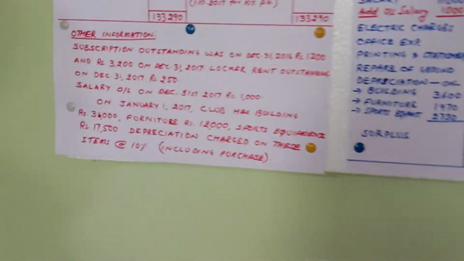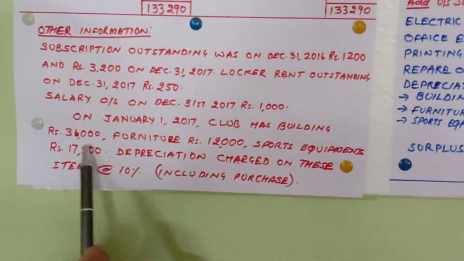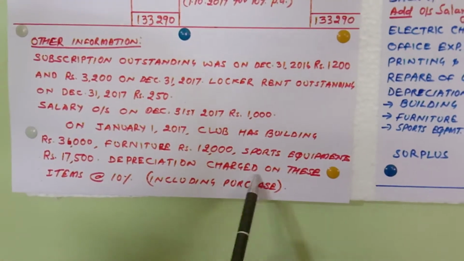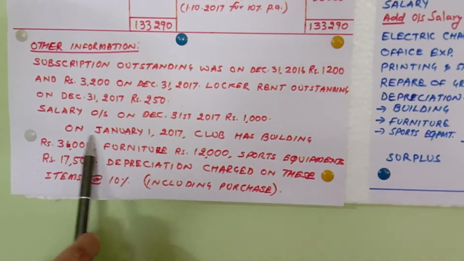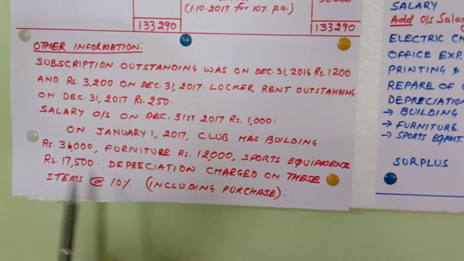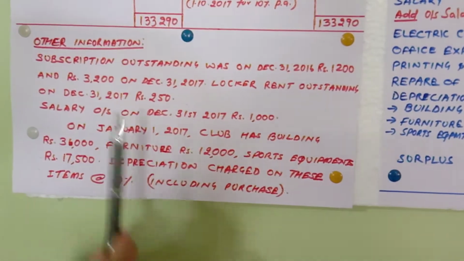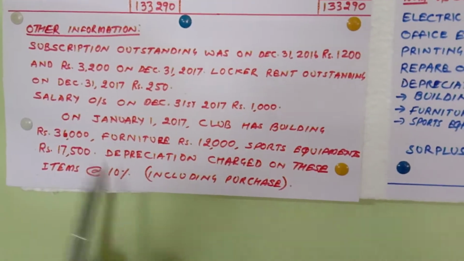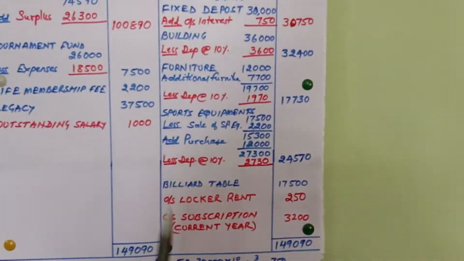The adjustment says that the depreciation should be provided on these items. These items means the items which are present on 1st January, including purchases. Okay, if the item is there from the beginning or it is purchased, then only depreciation will be provided, that is 10%. So let's see how the depreciation is provided.